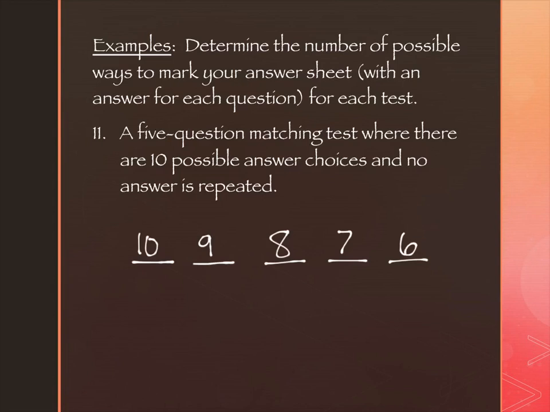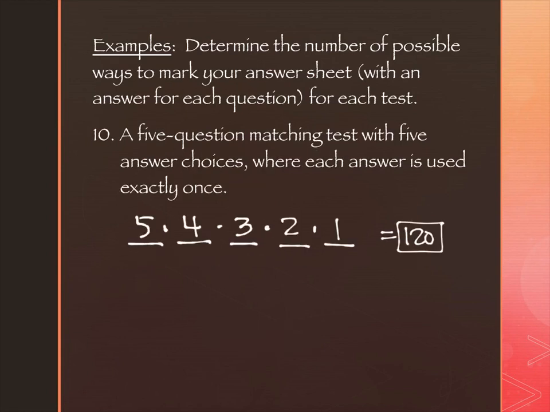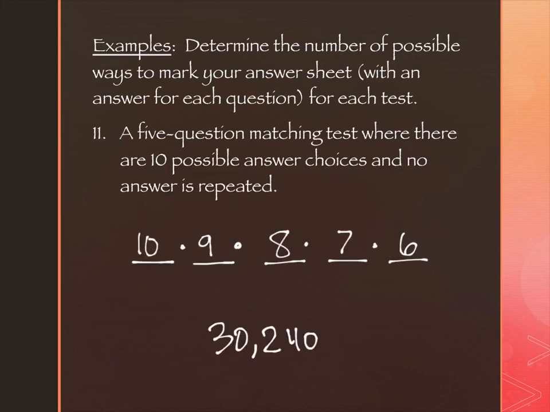So if we multiply these together, it will be bigger than 120. 30,240. Now I want to draw your attention to one more interesting thing that's happening here. This question was 5 factorial, correct? Right? This question is actually 10 factorial divided by 5 factorial. It's removing the 5 factorial at the end that are no longer there.